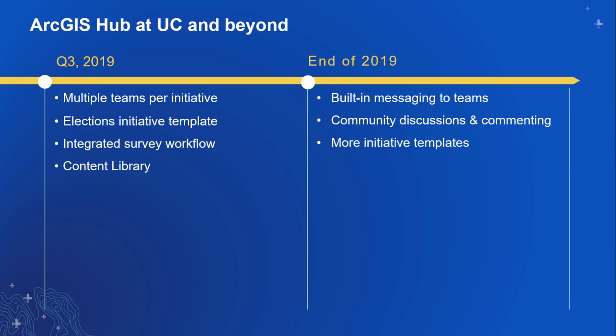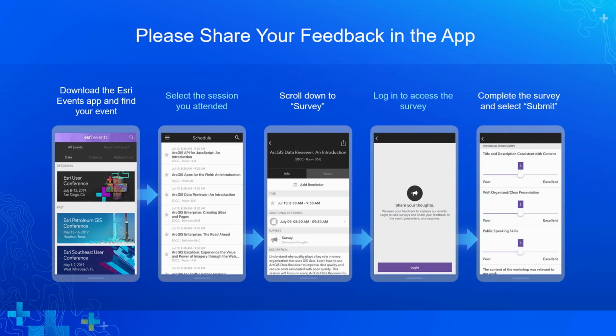The other thing we are fleshing out toward the end of the year is more built-in messaging to teams and more options there, adding the notion of discussions, commenting, and more community dialogue as a tool within your initiative, and then more initiative templates. Alan showed you the list that we're working on there. So those are some of the things.